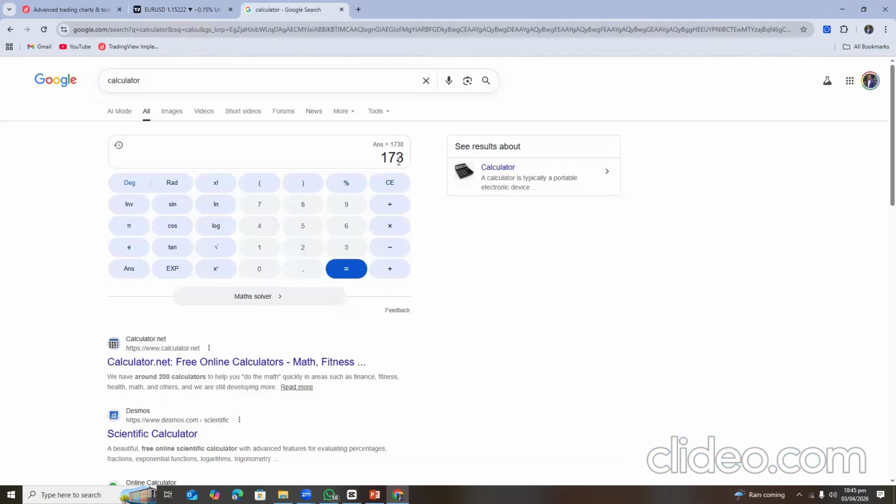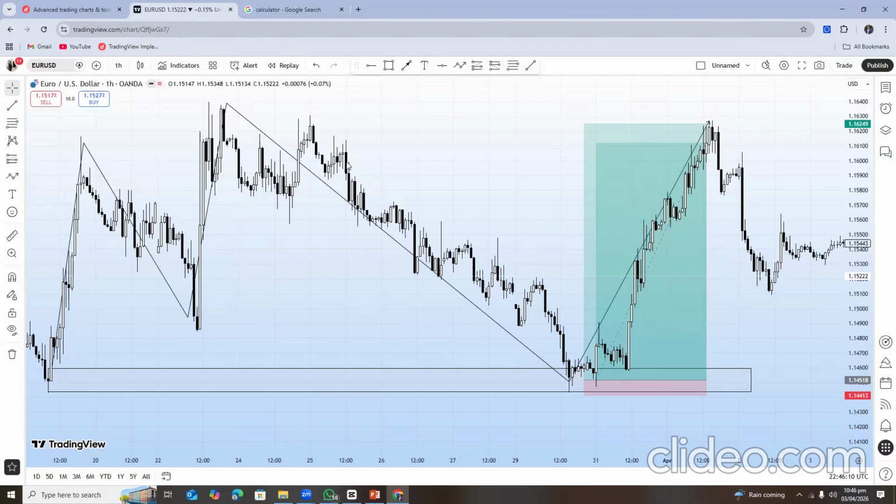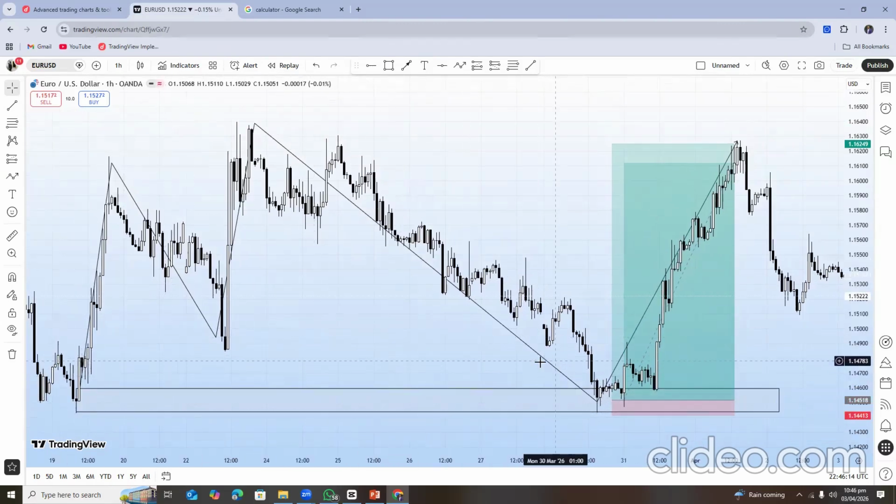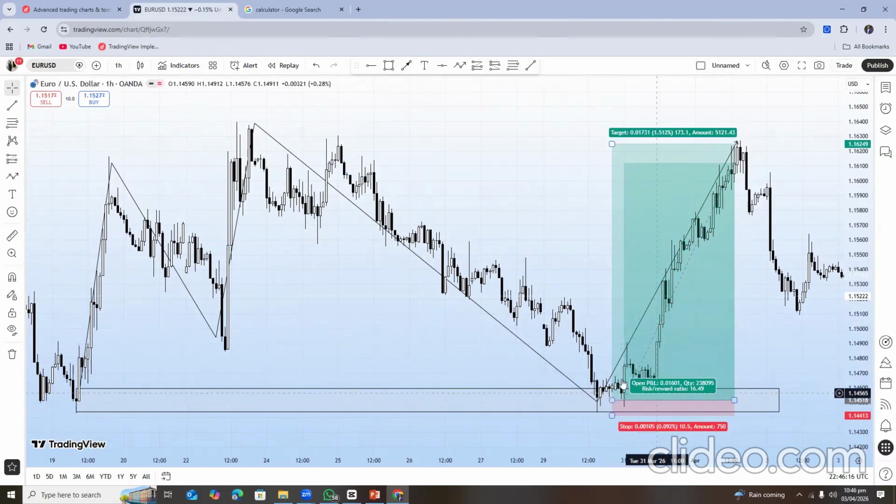Just imagine someone that has a lot of money and is trading with 10 lot size. That is $100 per pip. The person is going home with $17,300. So if you understand fair value gaps, you would have made a lot of money.